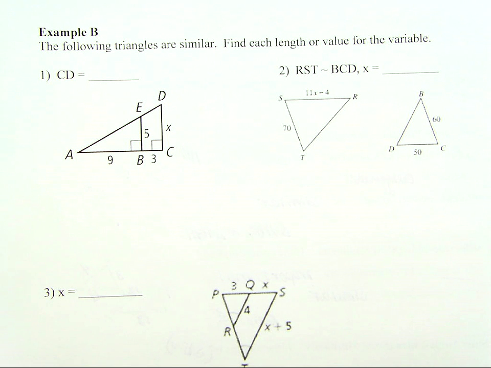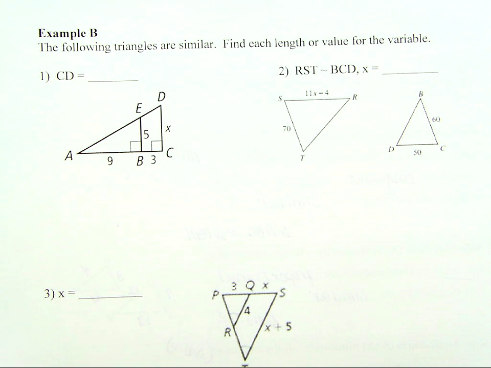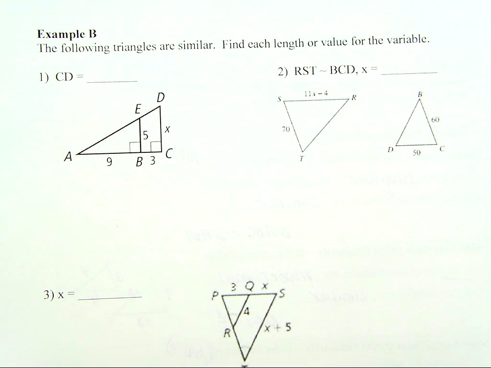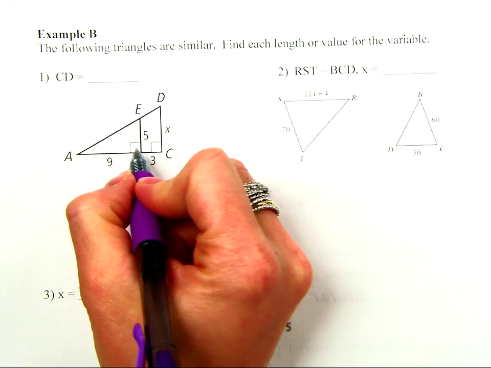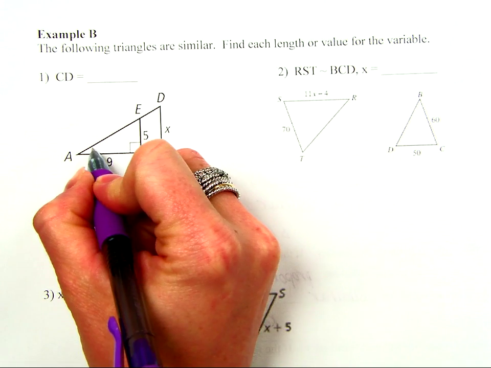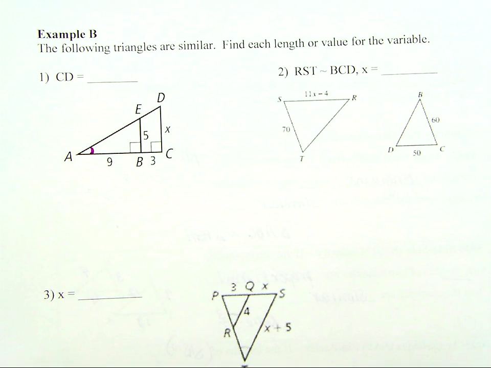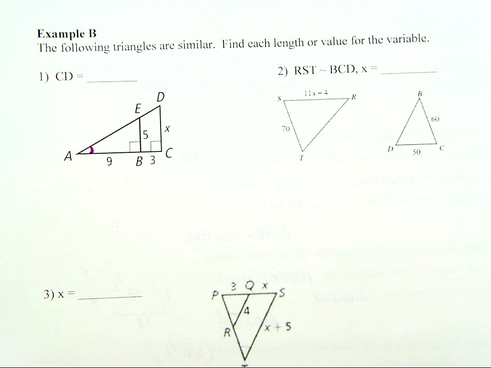As we did in lesson 1, we can use our similar figures to solve for some missing information. And in these examples, we are given the fact that these triangles are similar. They want us to find each length or value for the variable. As I look at picture number 1, I can see that both of these triangles have the 90-degree angle, and they actually have that shared angle at angle A. So they would have angle-angle similarity.